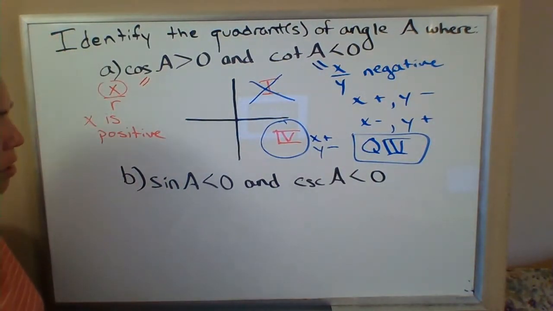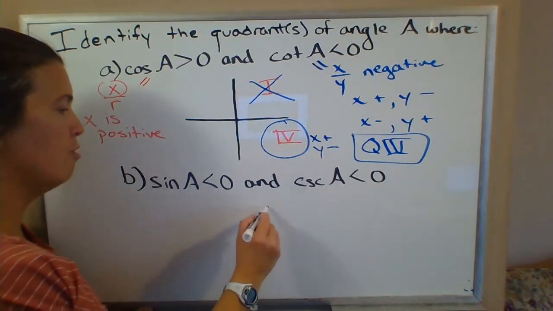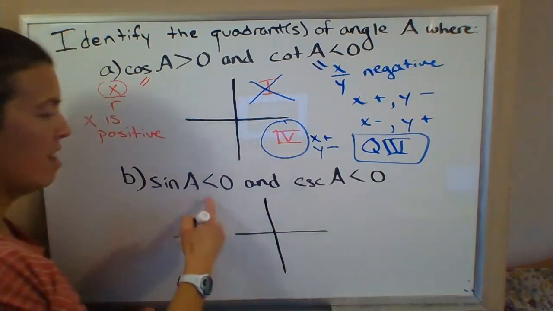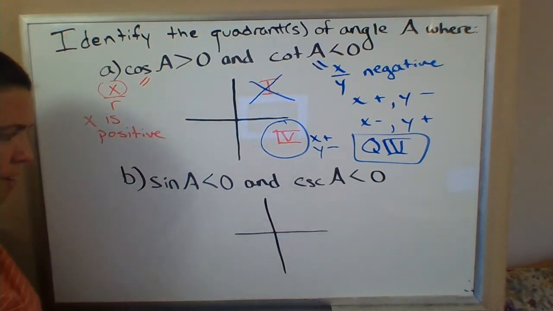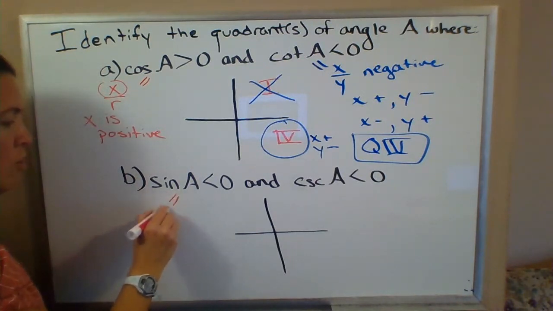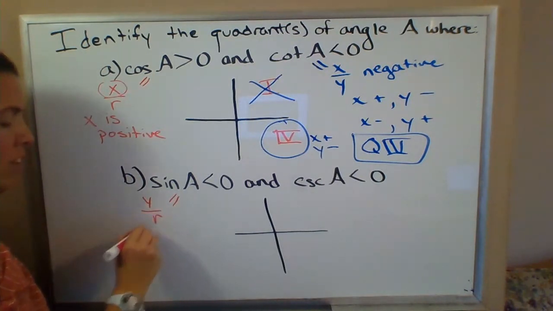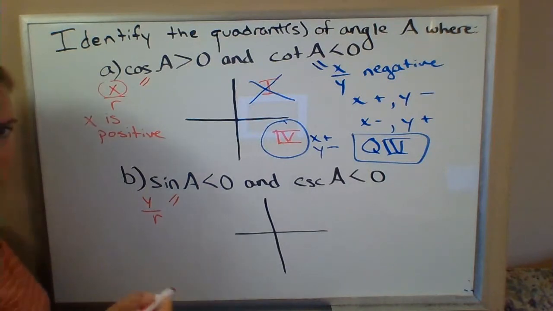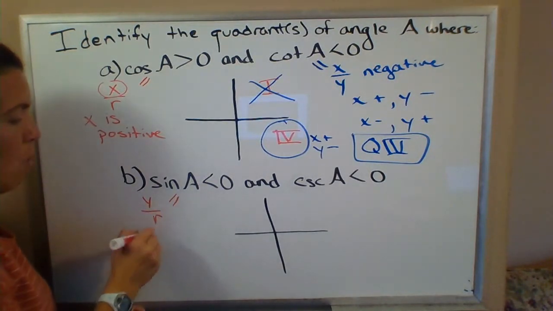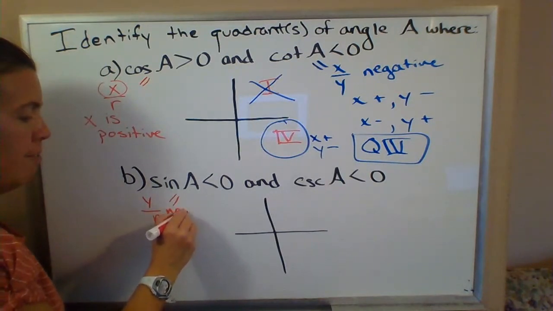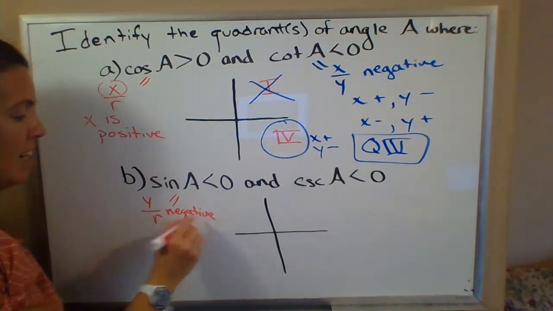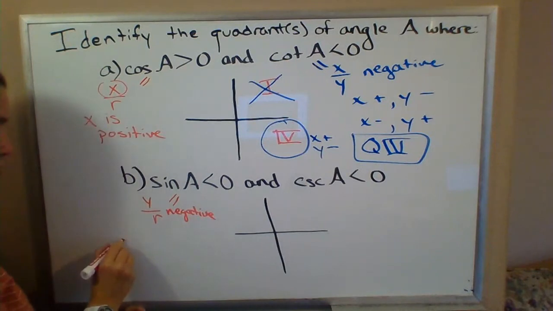Next example here. So find the quadrant where, first of all, sine is less than 0. So sine is negative. Sine is equal to the ratio y over r. It's really helpful to memorize these definitions. There's a lot of memorization in these trig units. But so y over r is negative if y is negative. Because remember, r is always positive.